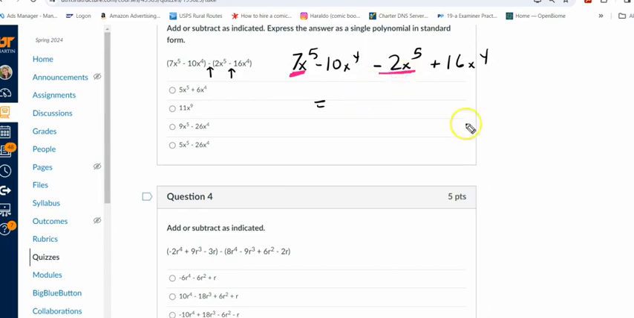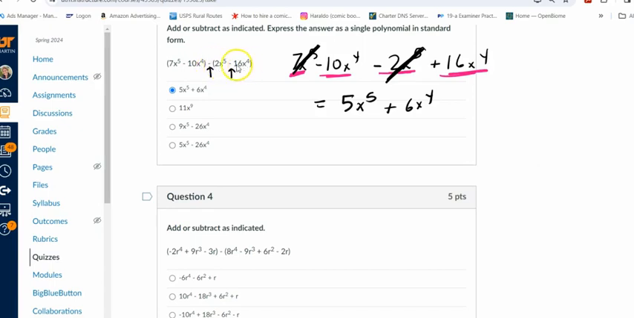So 7x to the fifth minus 2x to the fifth is going to be 5x to the fifth. And then for my x to the fourth, I'm going to have negative 10x to the fourth plus 16x to the fourth, and that's going to be plus 6x to the fourth, which is going to be this one here.